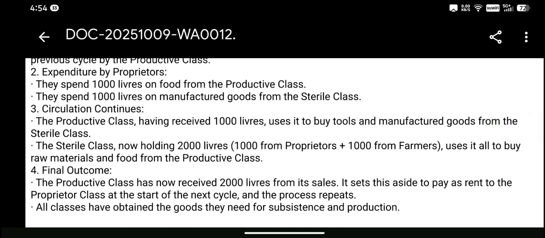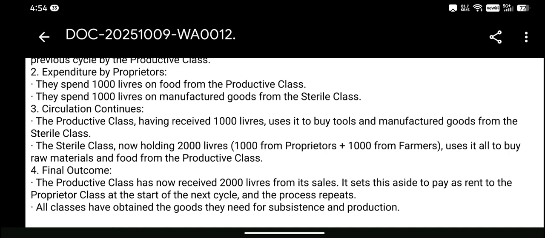Expenditure by proprietors: they spend 1000 livres on food from the productive class. They spend 1000 livres on manufactured goods from the sterile class. Circulation continues. The productive class, having received 1000 livres, uses it to buy tools and manufactured goods from the sterile class. The sterile class, now holding 2000 livres, 1000 from proprietors plus 1000 from farmers, uses it all to buy raw materials and food from the productive class.